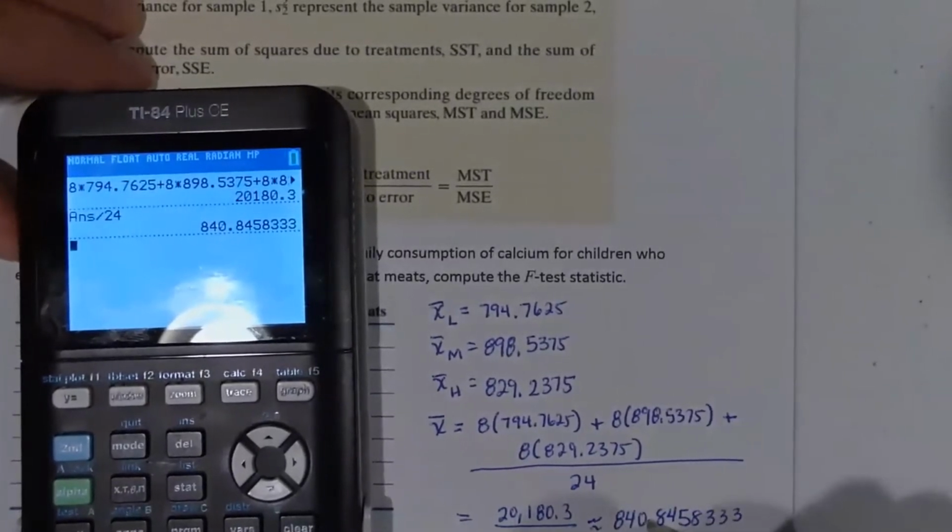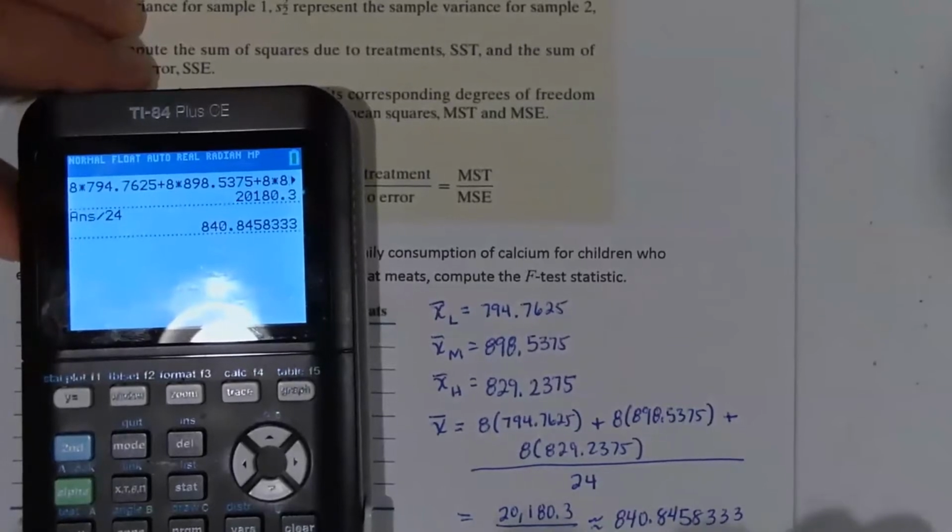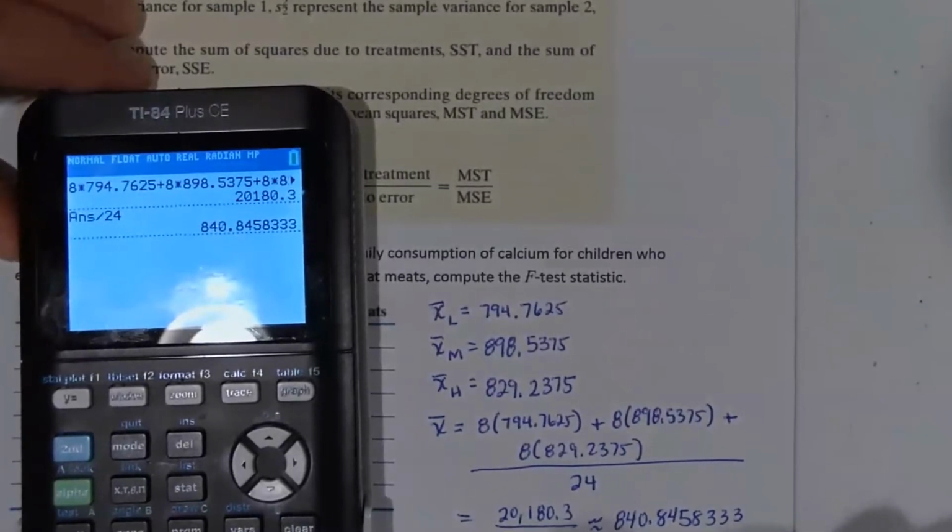840.8458333, and I'm going to just round that. Now, rounding is going to give me a little bit of error, but I'm going to round that to 840.846. I'm going to round that to 3 places.